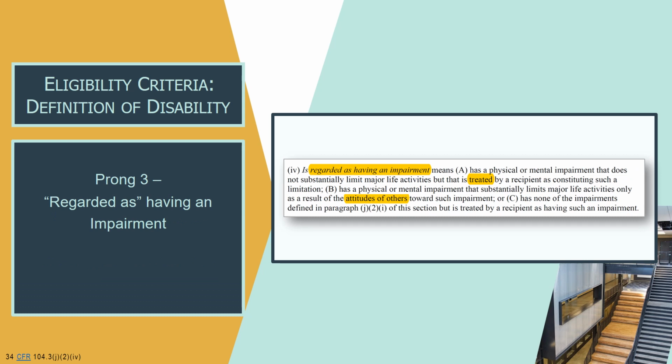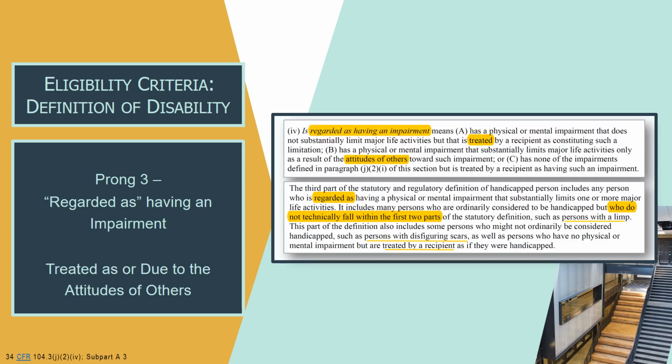Prong 3 eligibility under Section 504 is triggered when a student is regarded as having an impairment. Eligibility under this prong is rarely used. An example of this would be if a student who has a family history of tuberculosis enrolls in school. Although the student does not have tuberculosis, their teacher in this example, who is aware of the family history, sits the student in the back of the class, avoids interaction with him or her, and does not allow other students to be in close proximity to him or her. Section 504 protects students from such discrimination.